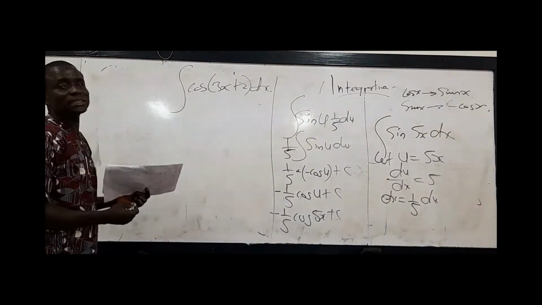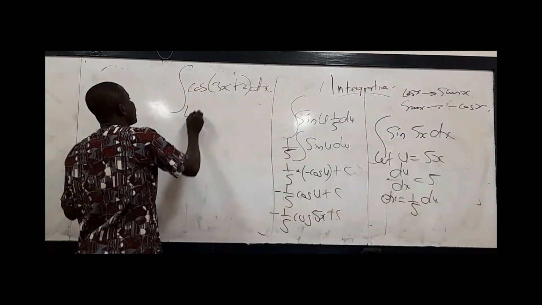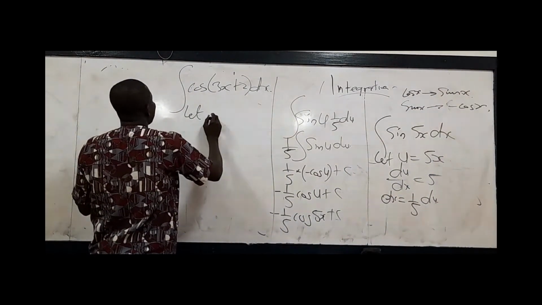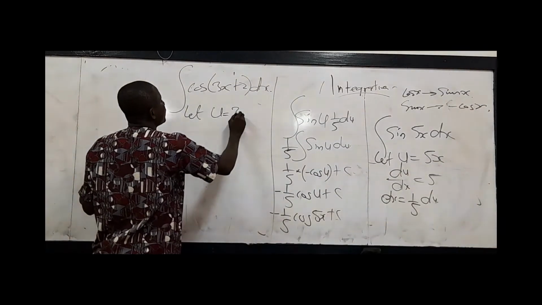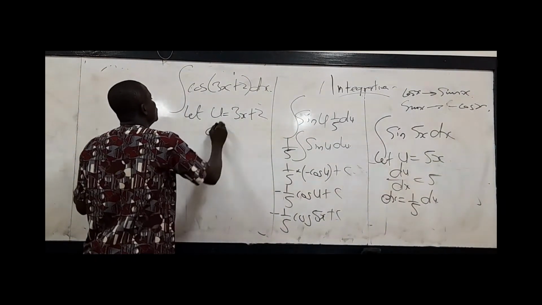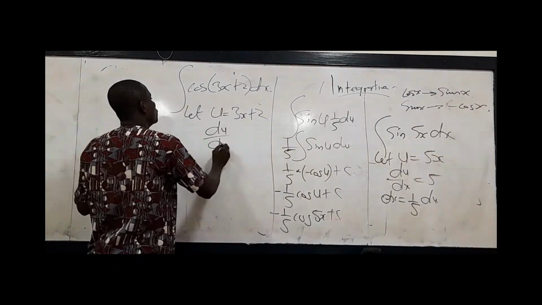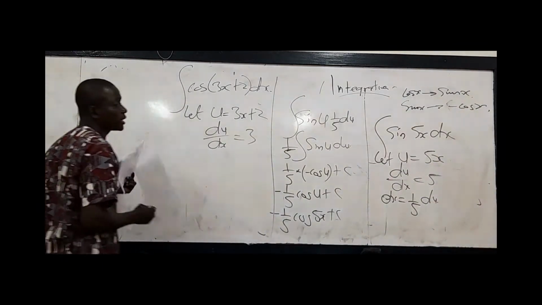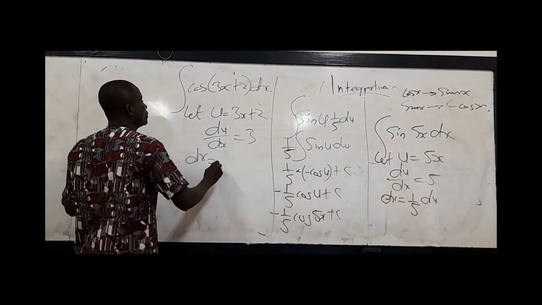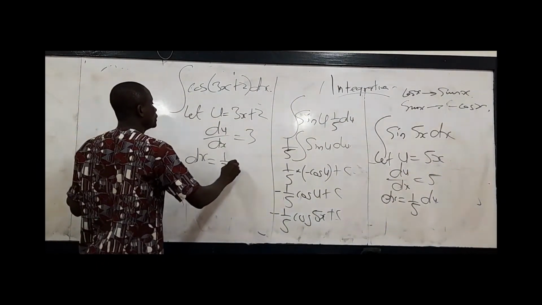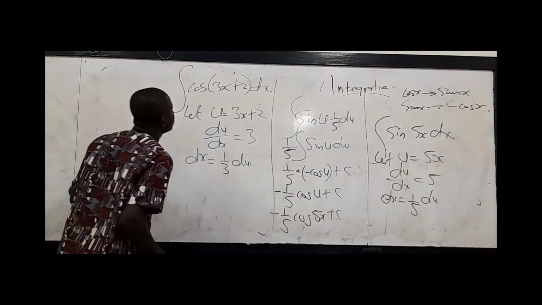What do you think we have to make the subject? We let u be equal to 3x + 2. So du/dx is equal to what? 3. Exactly. So dx is equal to 1/3 du.